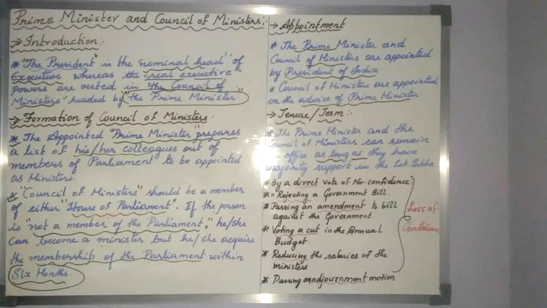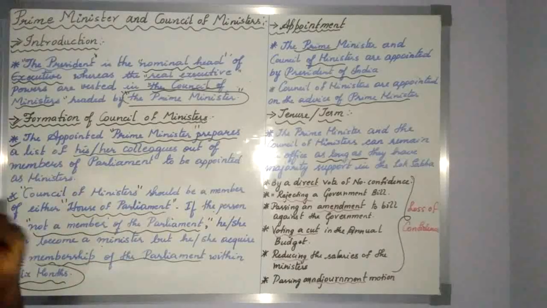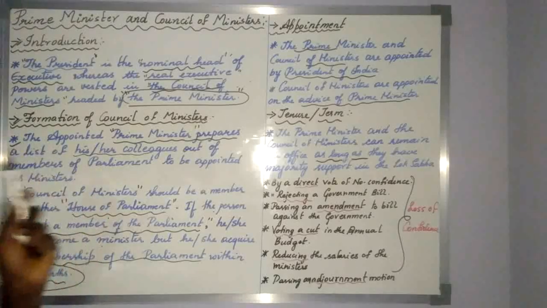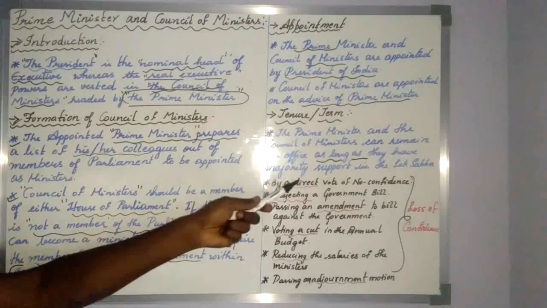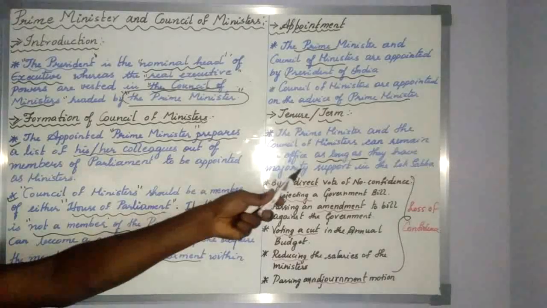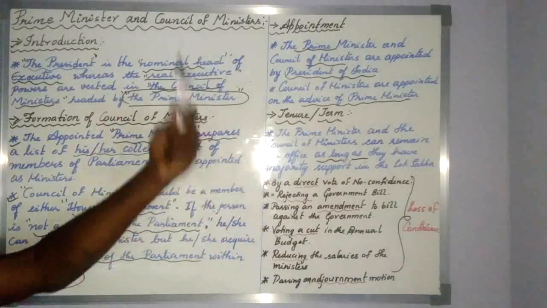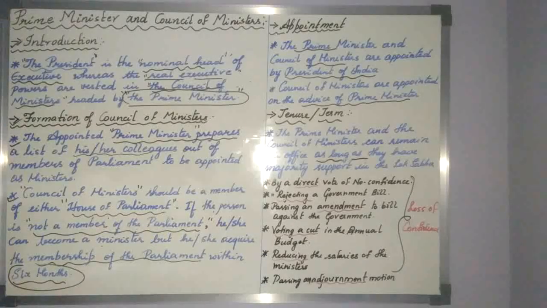Suppose they don't have the majority support, what happens to the tenure or the term of the Council of Ministers? In the Lok Sabha, they can remain as long as they have it. When they don't have majority support, then it is considered that the house is dissolved. We call it that the house has to be dissolved. If the house is dissolved, then the entire Council of Ministers and the Prime Minister, all of them have to resign.